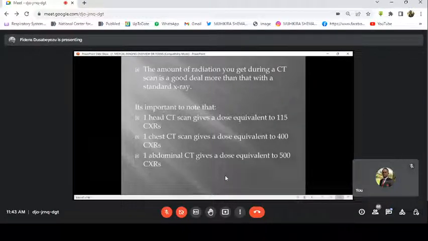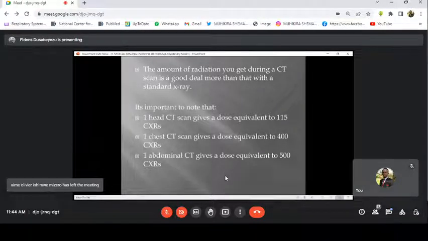Always remember this. CT scan has a high amount of radiation compared to conventional radiography. For example, one head CT scan can give a dose equivalent to 115 chest X-rays. Imagine, instead of doing a head CT scan, doing 115 chest X-rays. Those 115 give less radiation than one CT scan.